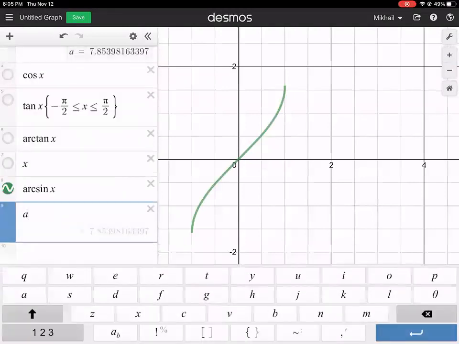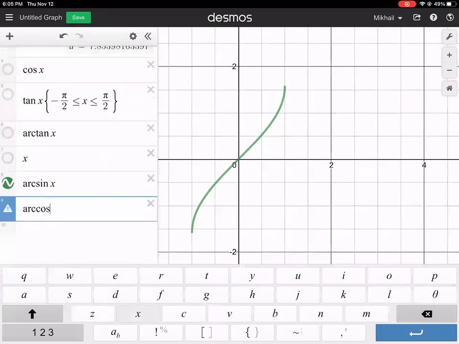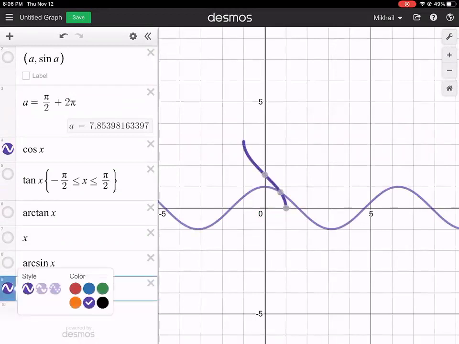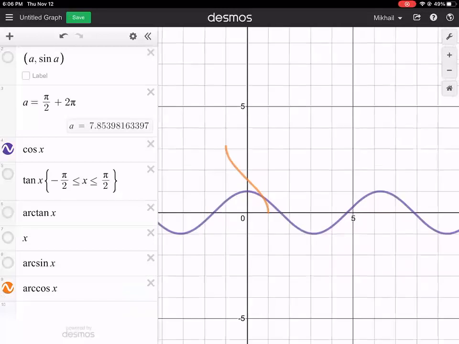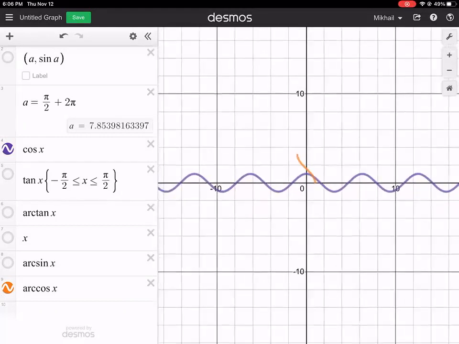And for arc cosine, it's also very similar, looks like this. So here's the cosine. I can change the color to something more acceptable. So here's the cosine, which is the purple one, and arc cosine is this part. So arc cosine is only a small part of the rotation of the cosine x. All right, okay. So this is essentially a crash course on all of trig.